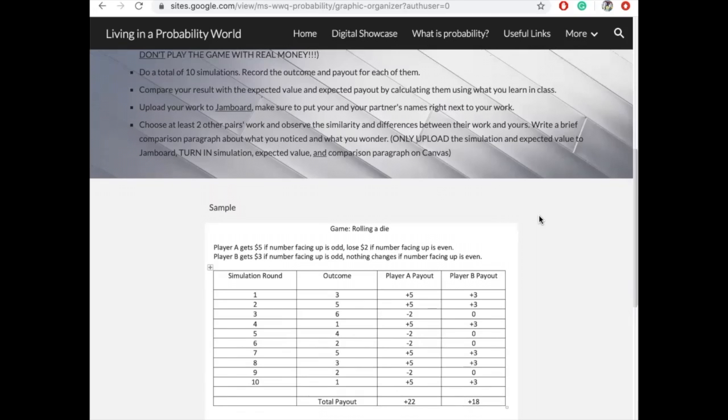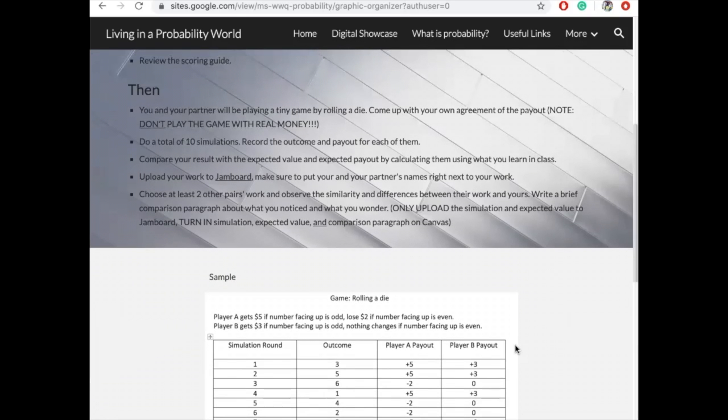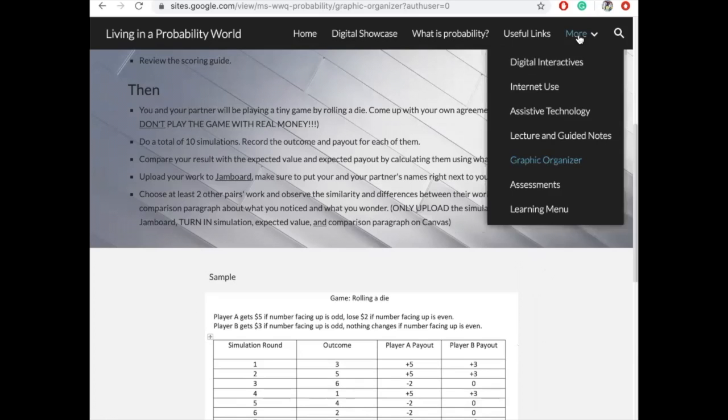Is there similarities or differences when it comes to the expected value and etc.? Make sure you only turn in the simulation and expected value on Jamboard, but you need to submit your simulation, expected value, and comparison paragraph on Canvas.